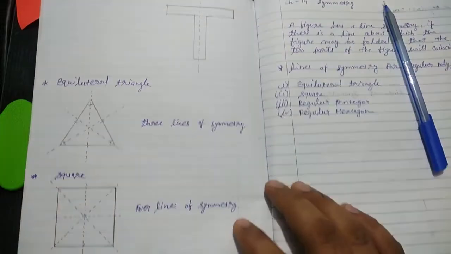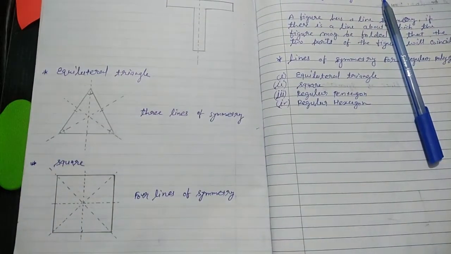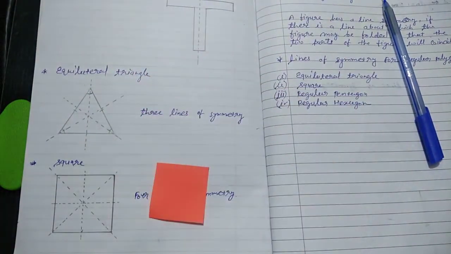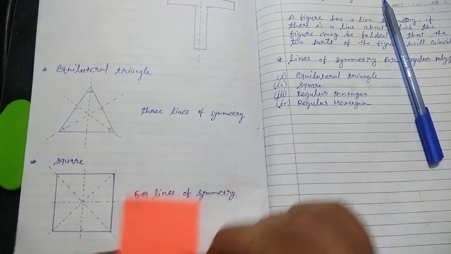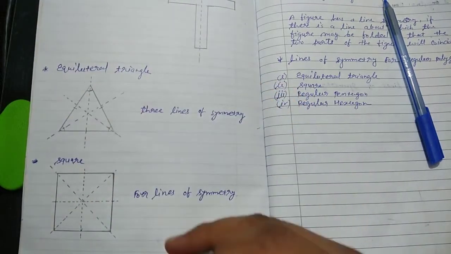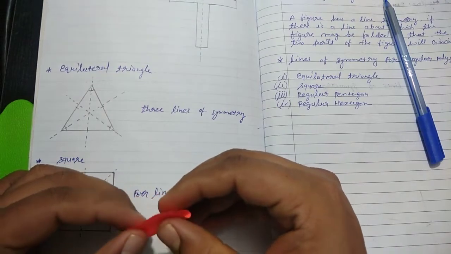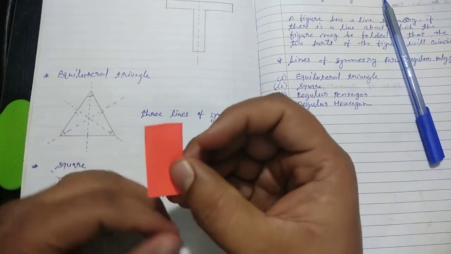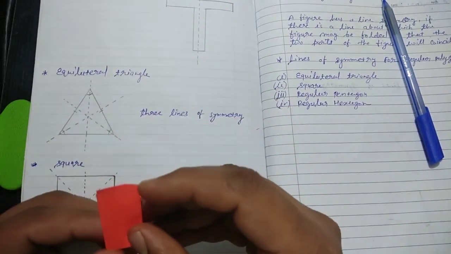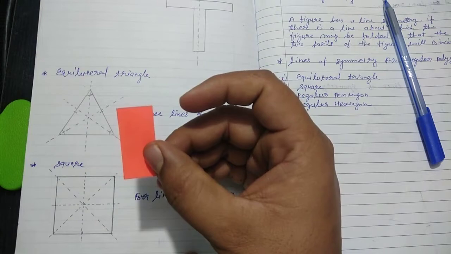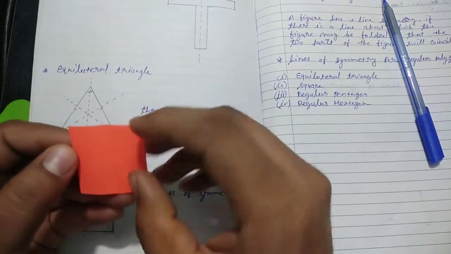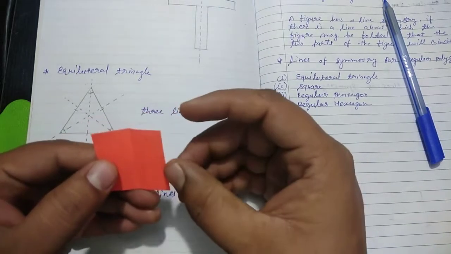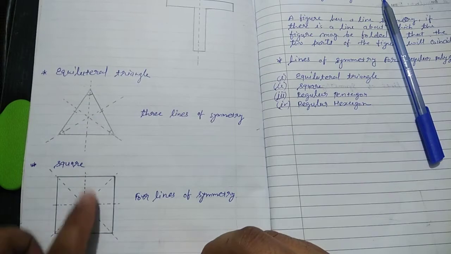Then we will see the square. The square has four lines of symmetry. This is the shape of a square. The same way we did for the equilateral triangle, we will do here. So I am folding it. Now, after folding, these two half parts coincide with each other. So from where we have folded, you can see here, this is one line of symmetry.